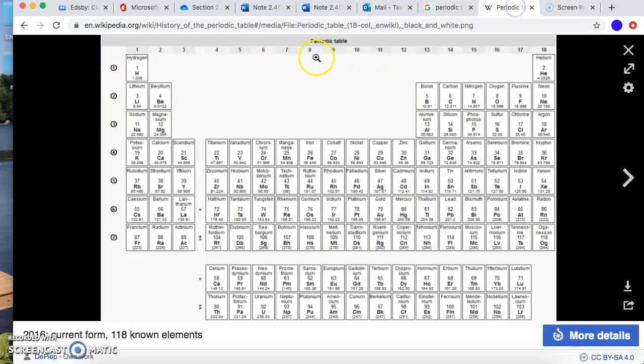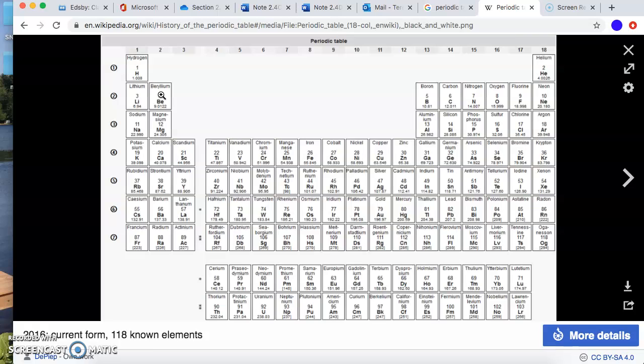Now the atomic number. This number right here, this 1 for hydrogen, this 3 for lithium, this 11 for sodium, that is the atomic number. And that is how many protons there are in the nucleus. What makes hydrogen hydrogen? The fact that it only has one proton in the nucleus. If it had 3 protons, it wouldn't be hydrogen anymore. It would be lithium. So this is how we can tell what the atom type is by how many protons there are in the nucleus.